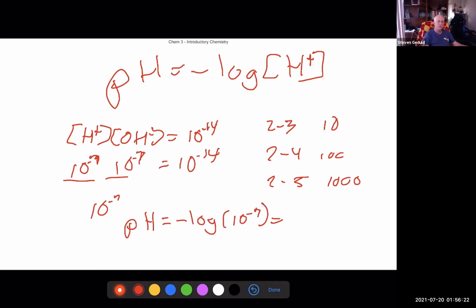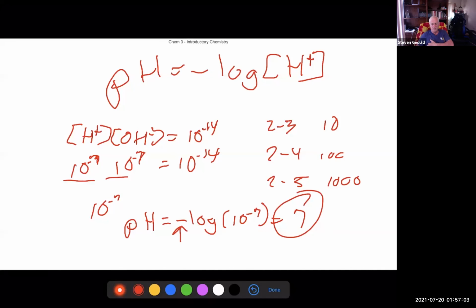Okay. If you use your calculator, turn it sideways to get your scientific scale. Put in 1 EE, negative 7, then hit equals, then hit your log. And it comes out to negative 7, but this is minus the log. So minus negative 7 is 7. So this is pH 7. That's your neutral point. That's when H plus equals 10 to the minus 7.